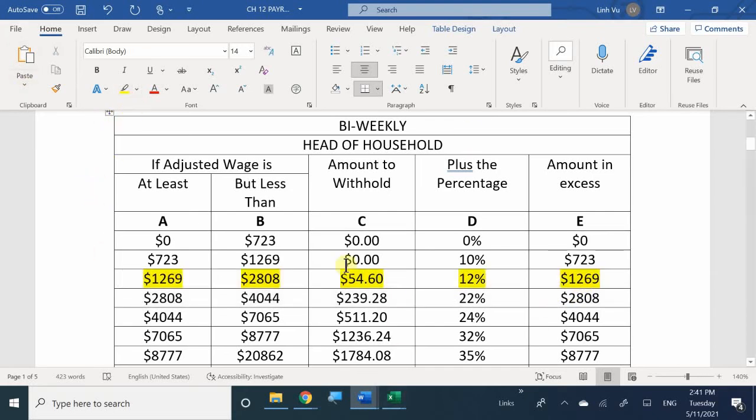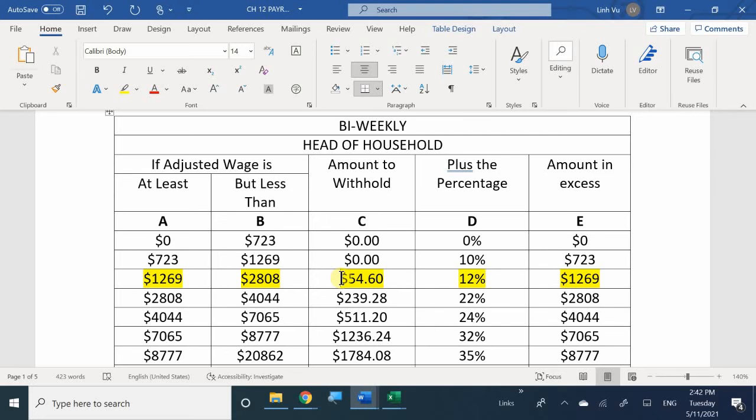Here, section C is what the government's going to take away from his paycheck regardless of what he earns. So the government's going to automatically take $54.60 from his paycheck. Anything over that, the government lets you keep $1,269. They let you pocket that as non-taxable, and any dollar over that is going to be subject to 12%.